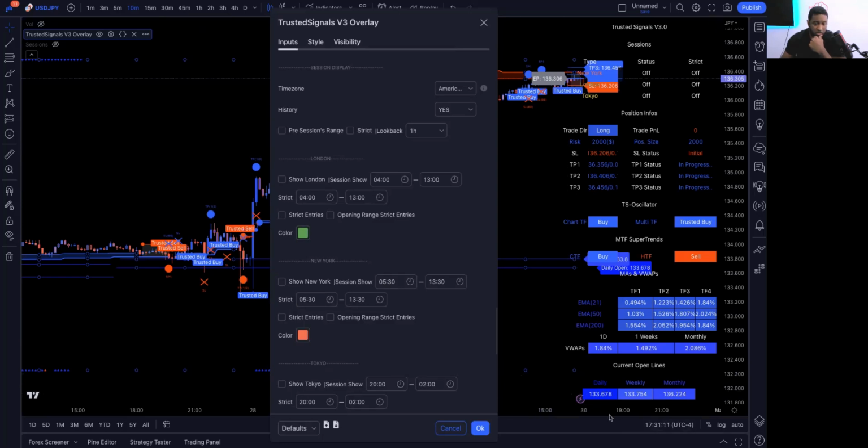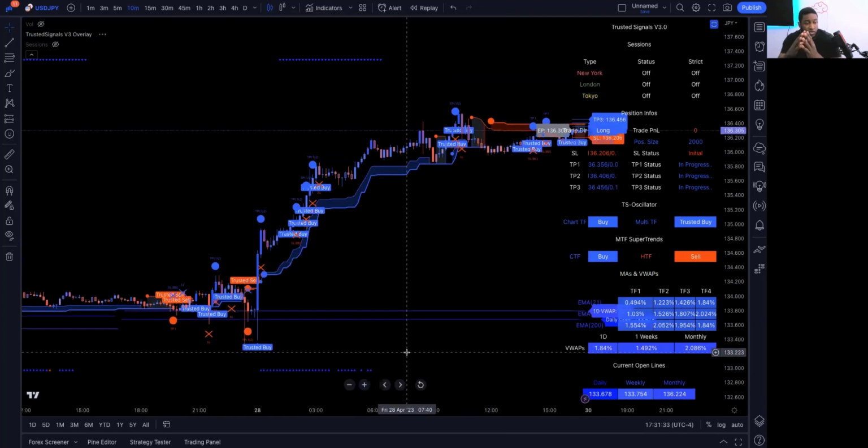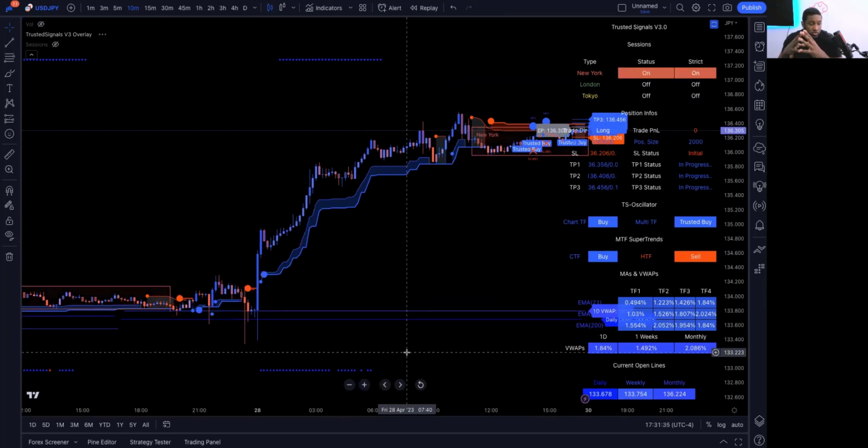This is UTC-4. So we're going to turn this on at 8 o'clock. And then we're just going to 16. Strict means it only filters trades at that time. So you'll only see trades at that specific time. So show New York, strict entries, done, right? So now only entries are going to show me during New York session.